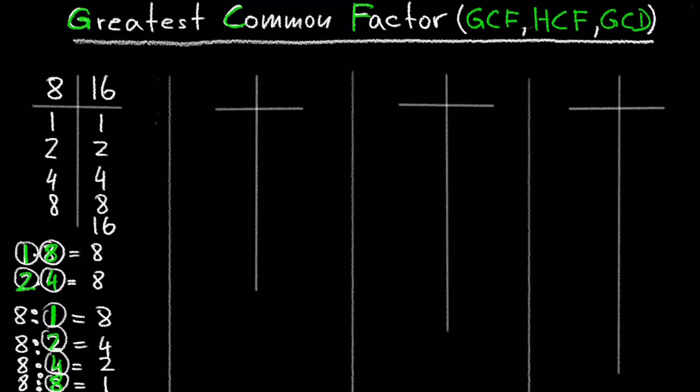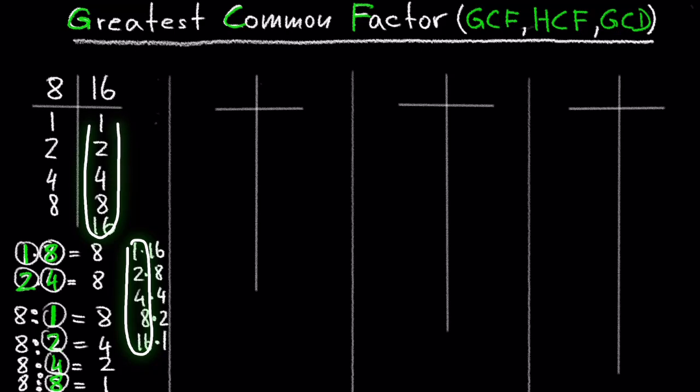Let's ask the other question for the sake of practice. Which numbers multiply to 16? Let's see. 1 times 16 equals 16. 2 times 8 equals 16. 4 times 4 equals 16. 8 times 2 equals 16. And 16 times 1 equals 16. Make sure that you list each factor once. So with the answer to the question which numbers multiply to 16, we also get the factors of 16.